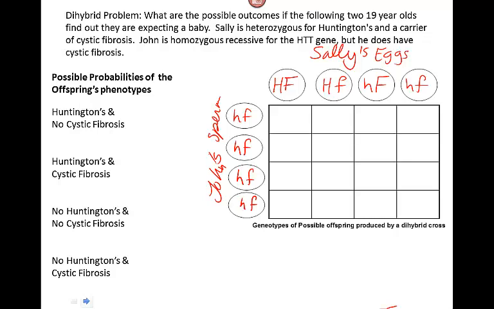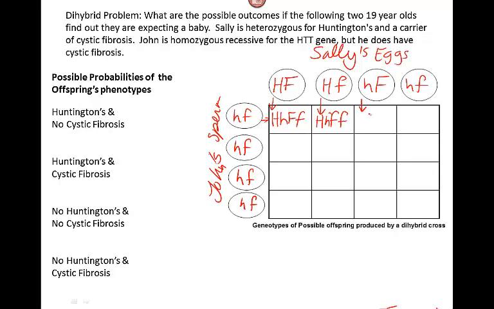So I usually will go through and fill it through. If this egg is fertilized by that sperm, it's big H from Sally's egg, little h from John's sperm, big F from Sally's egg, little f from John's sperm. If this egg is fertilized by that same sperm, it's going to be big H from Sally's egg, little h from John's sperm, little f from Sally's egg, little f from John's sperm.